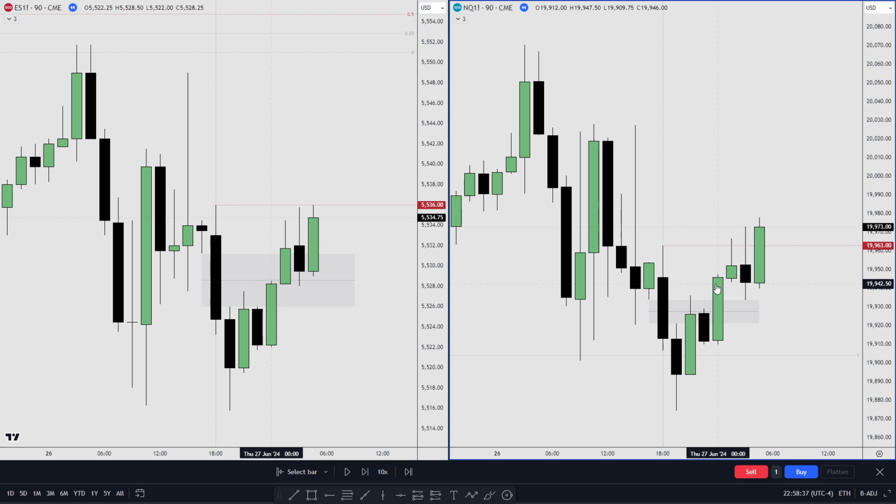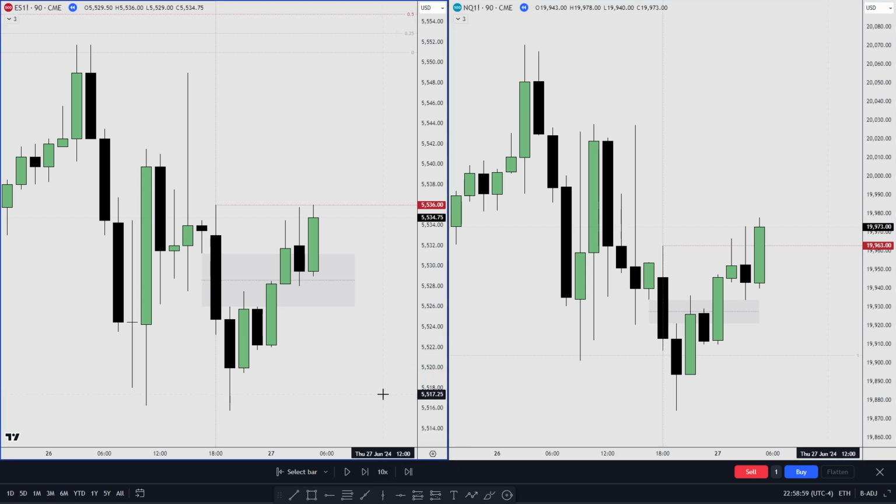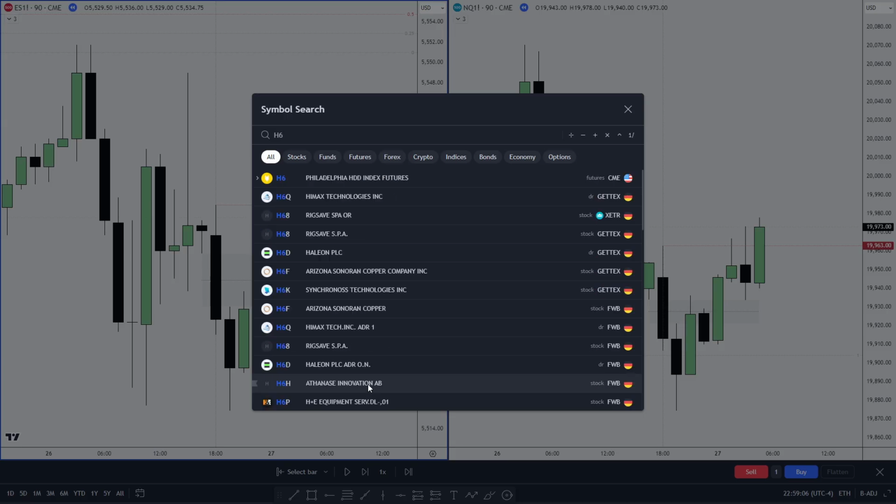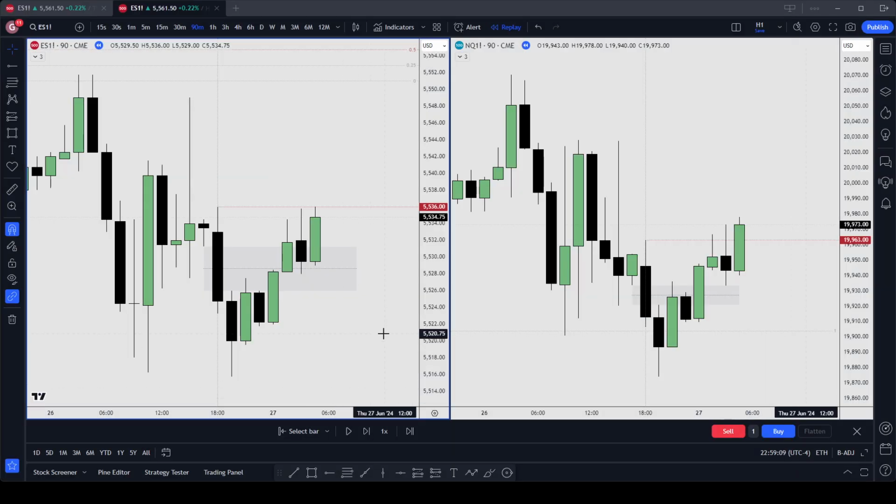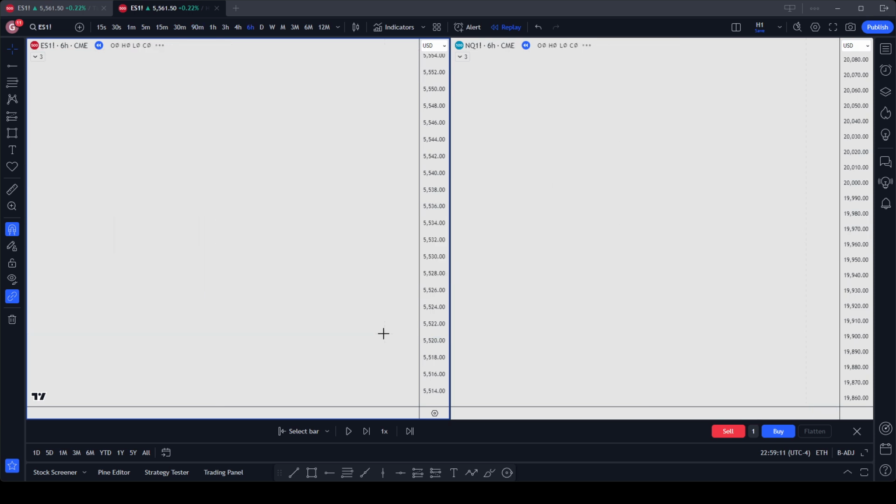So the context and narrative on the higher time frames is very, very important for me. That's why that particular model didn't work in that particular setup during the London session. Okay, so moving forward, we have the New York session. Let's move on to the New York session.